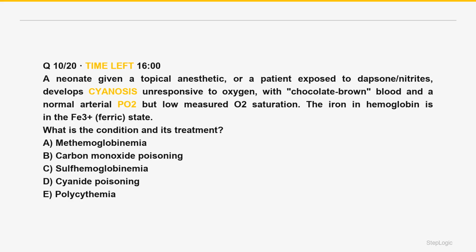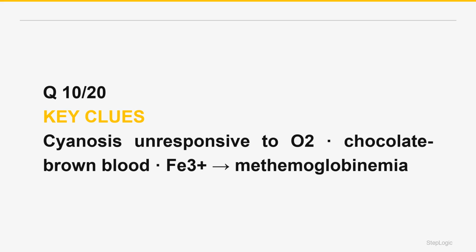What is the condition and its treatment? A neonate given a topical anesthetic or a patient exposed to dapsone or nitrites develops cyanosis unresponsive to oxygen with chocolate brown blood and a normal arterial PO2 but low measured O2 saturation. The iron in hemoglobin is in the Fe3+ ferric state. Read the command, condition, and treatment. Cyanosis unresponsive to O2, chocolate brown blood, Fe3+. Methemoglobinemia, treat with methylene blue.